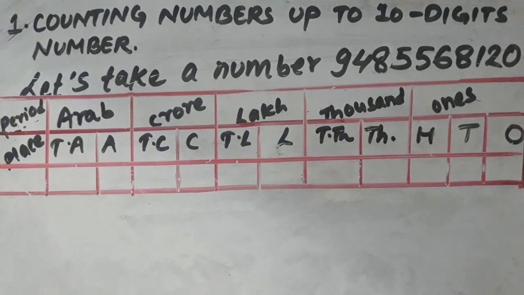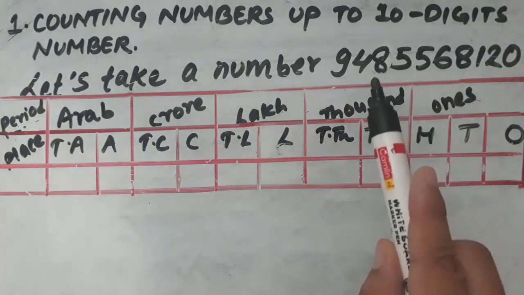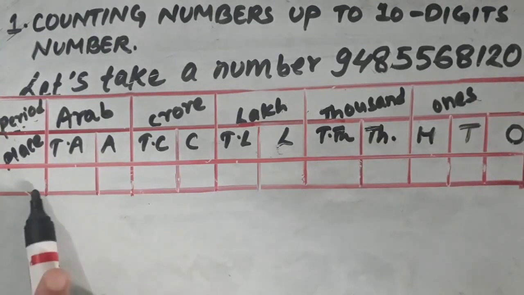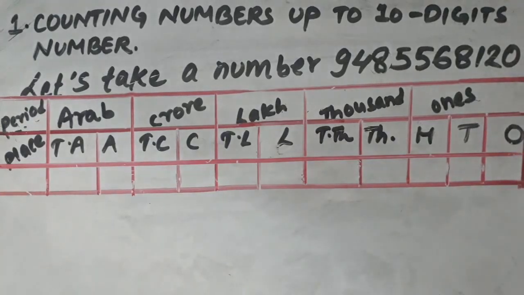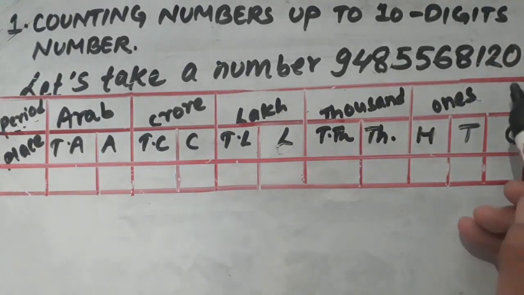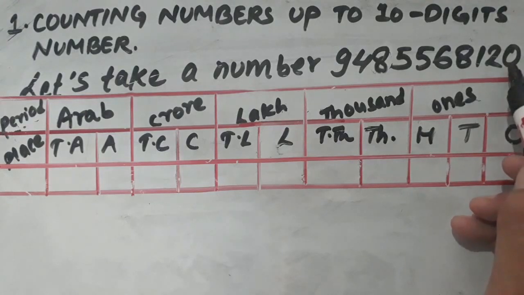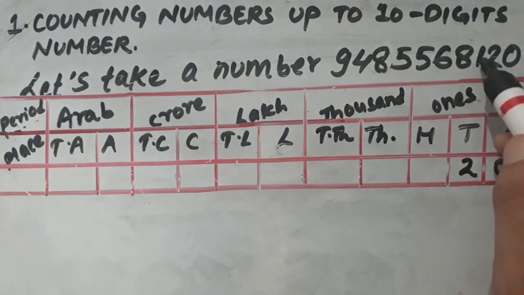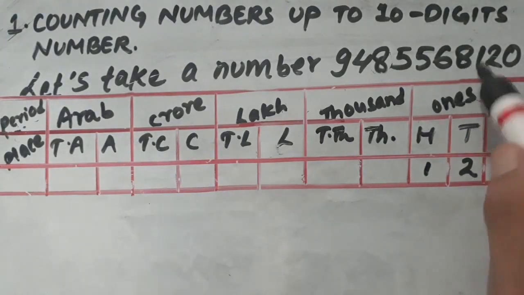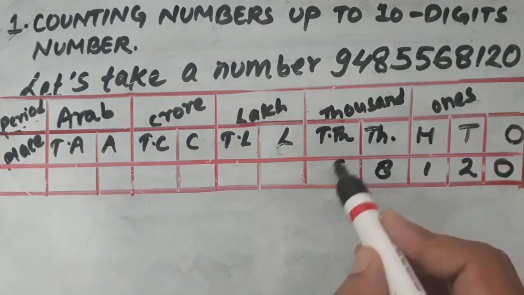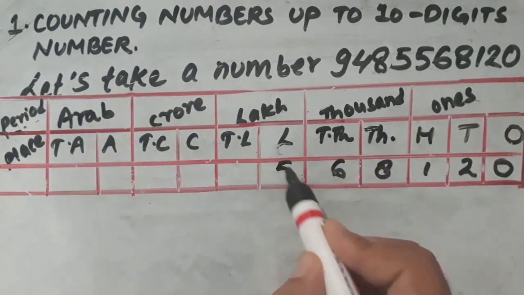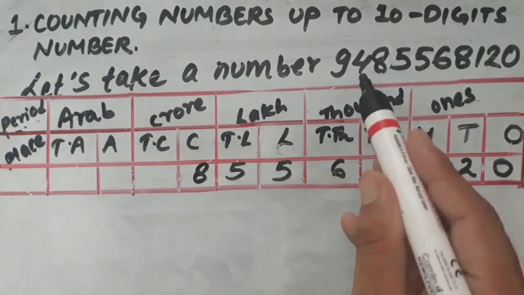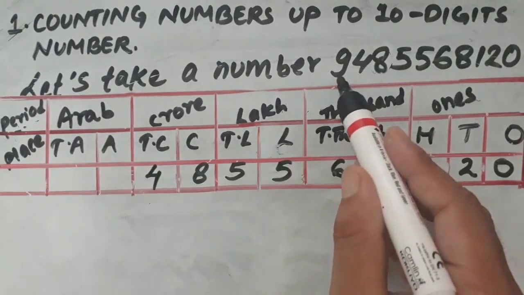So students, now let's keep this number in this place value table. So we should start from ones place. This is 0, so let's keep it at ones place. This is 2, this is of tens place, this is 1, this is of 100 place, 8 is of 1000 place, 6 is of 10,000 place, 5 is of lakh place, again this 5 is of 10 lakh place, 8 is of crore, 4 is of 10 crore, whereas 9 is of Arab.